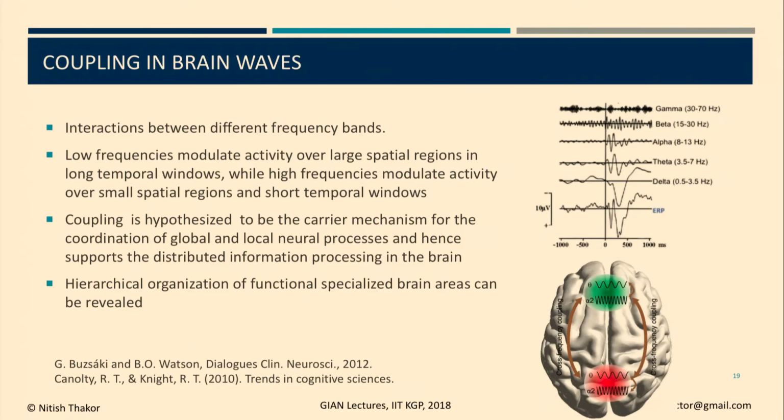In this kind of paper, in some analysis, they showed that there is more theta and alpha 2. They broke up alpha into alpha 1 and alpha 2. These are low alpha and high alpha. So there is certain higher coupling of these two frequencies here and higher coupling of these two frequencies here. So coupling is hypothesized to be the carrier mechanism for coordination of global and local neural processes, and hence supports the distribution of information processing in the brain.